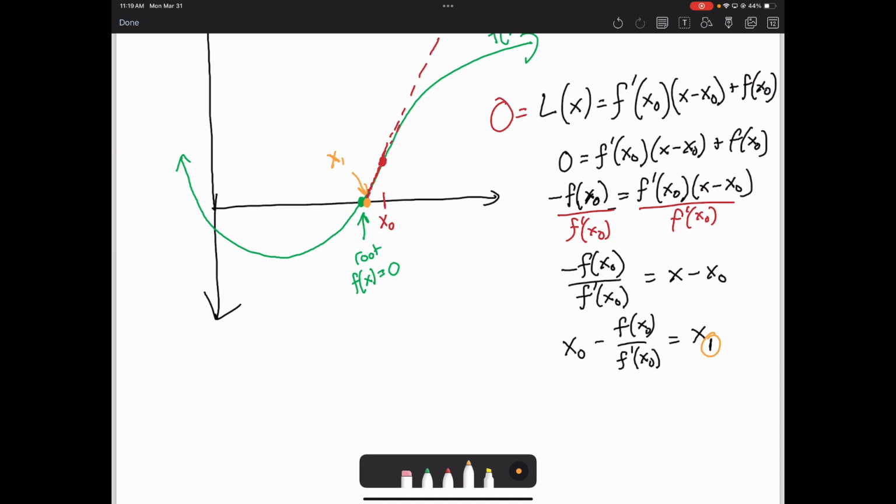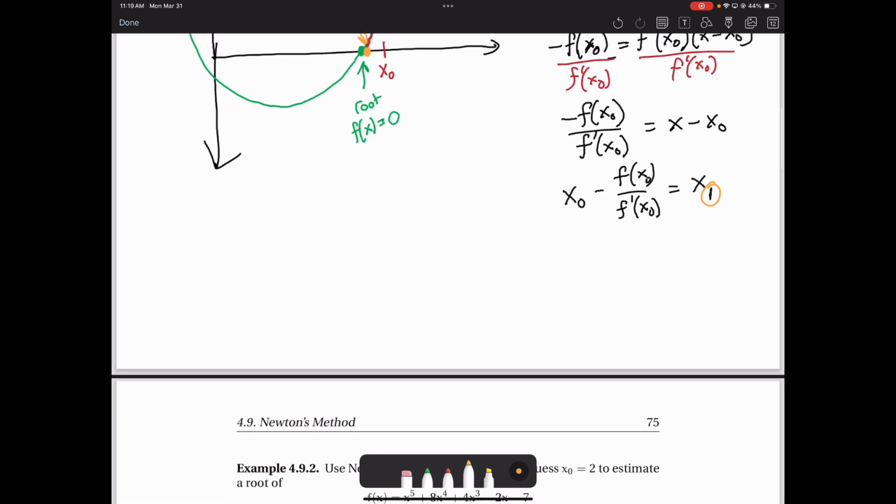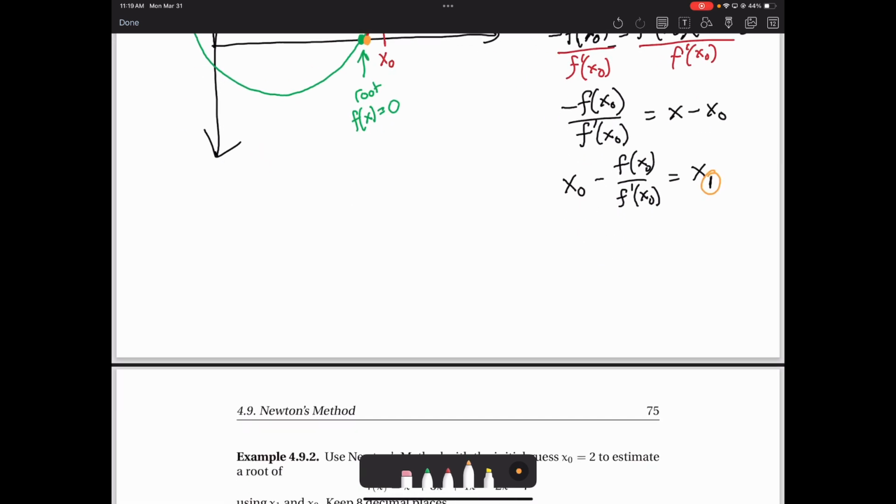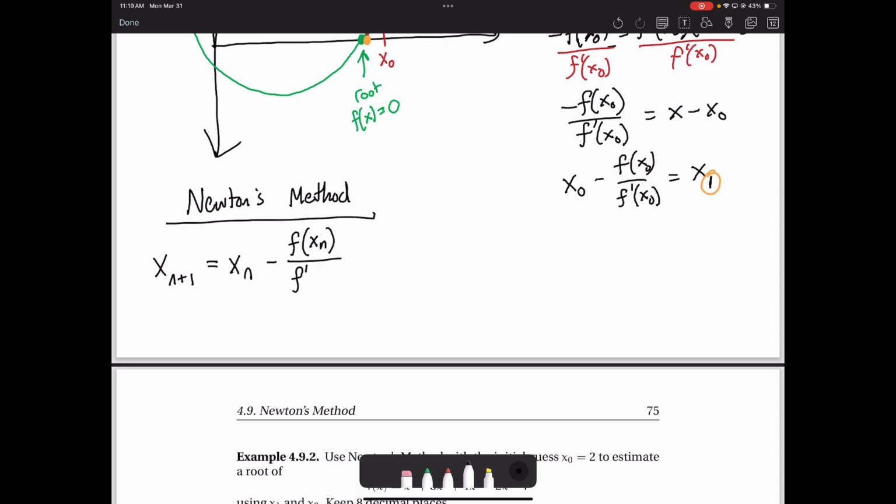Okay? So that's this idea of Newton's method. If we were to summarize Newton's method into a single equation, here it is. The idea of Newton's method is if you want your next guess, we'll call this x sub n plus 1, then I'm going to take my previous guess and subtract this, the function value at that guess divided by the derivative at that guess.